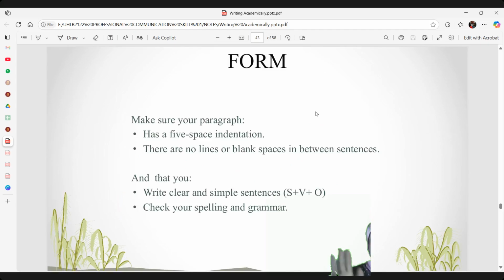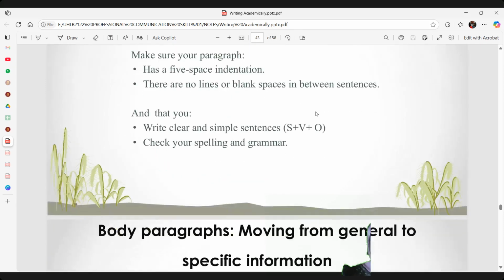For your report, you have the intro, you have the conclusion, you have the cause, effect, and then solution too. So altogether for your report, you need to have 8 space indentations. Why? Because that indentation refers to a paragraph. There are no lines or blank spaces in between sentences.